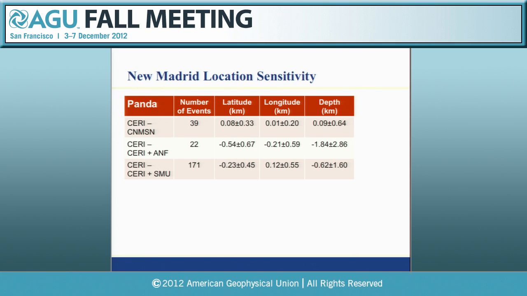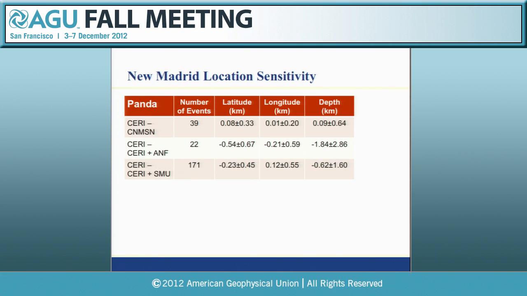Now, if you take the SERI catalog locations and you subtract out for the 22 events in common between SERI and ANF in this area, so you difference those locations, you'll see mean changes of half a kilometer, but in depth, almost 2 kilometers with a depth standard deviation of nearly 3. And you can do that same thing.